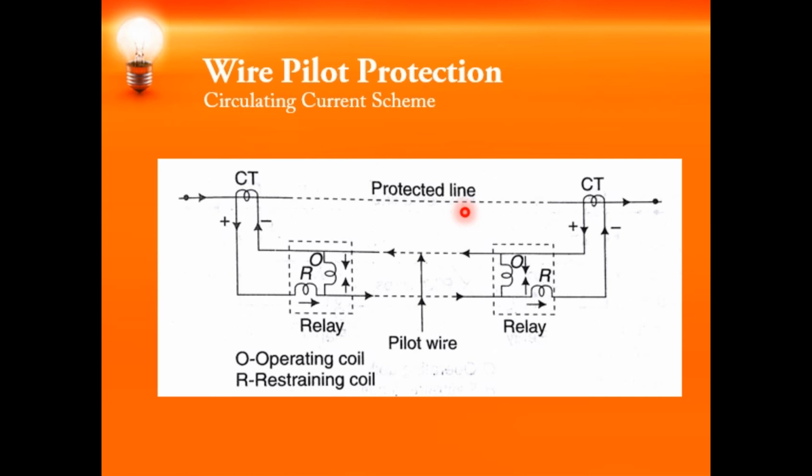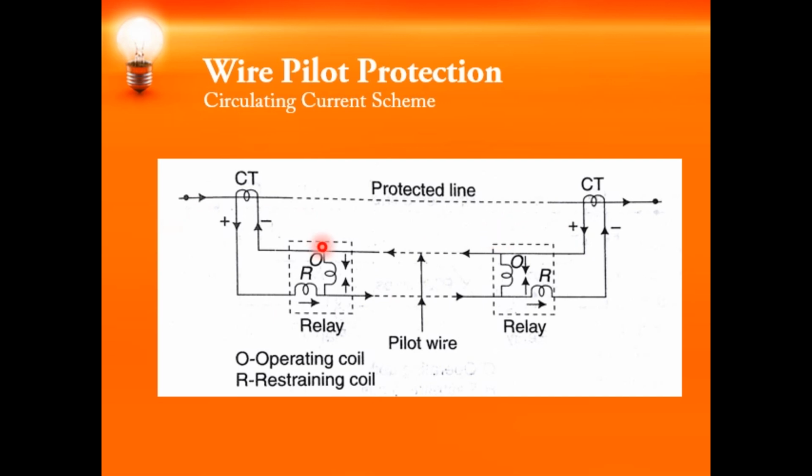So here you can observe that you have two coils. One is called the restraining coil and the other one is called the operating coil. Here the operating coil is connected across the two pilot wires, whereas the restraining coil is connected in series. And you can observe the polarity. This is the polarity when there is a normal current flowing.